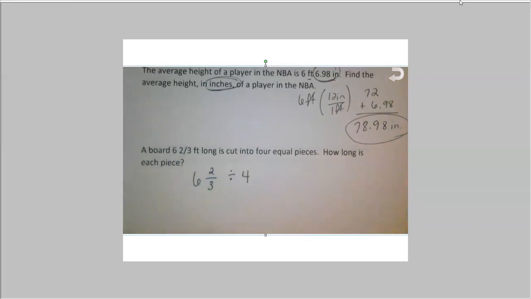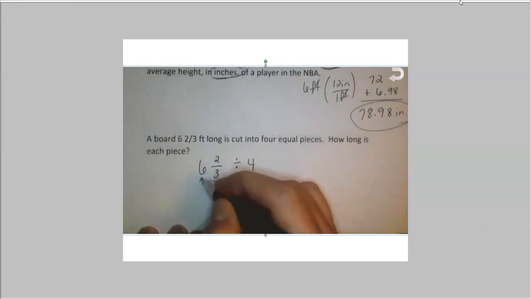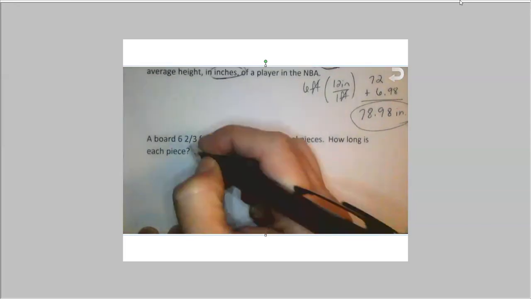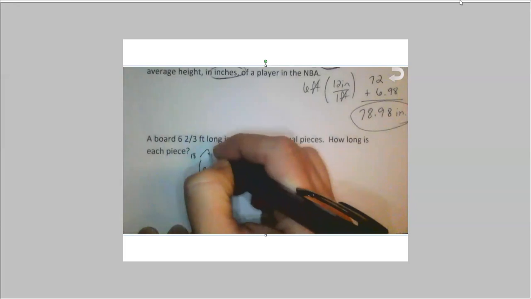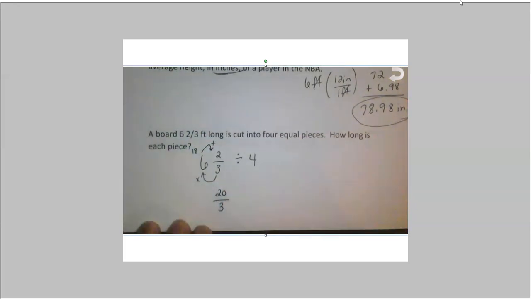This goes way back to week 1. I am dividing with fractions. When I'm dividing with mixed numbers, even multiplying with mixed numbers, I must first turn this into an improper fraction. 3 times 6 is 18 plus 2, that is 20. We keep the same denominator. Divided by 4. I'm going to write that as 4/1.